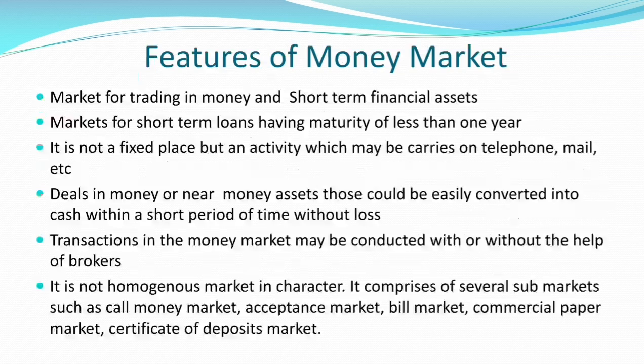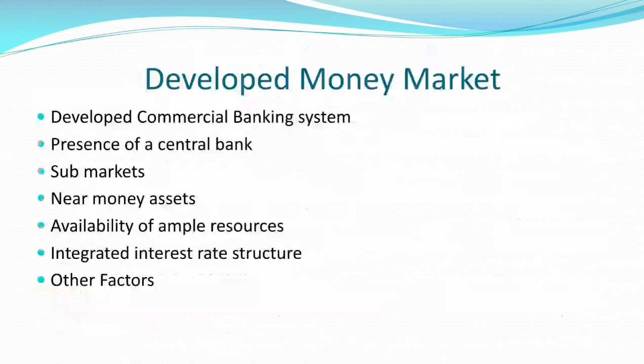Then, it is not a homogeneous market in character. It comprises several sub-markets such as call money market, acceptance market, bill market, commercial market, commercial paper market, and certificate of deposit market, etc. So, next, what are the features of a developed money market?